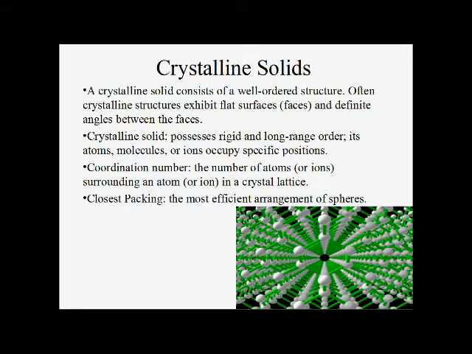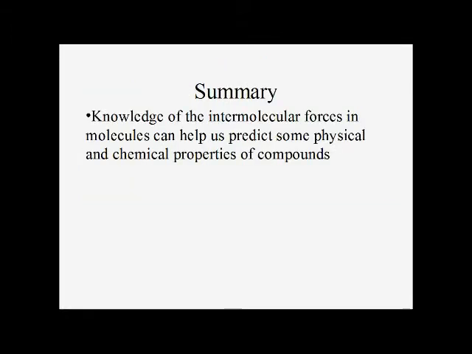Crystalline solids have a long-range structure, so they have a well-ordered structure. We usually end up with little crystals that exhibit flat surfaces and then definite angles between the surfaces or faces. And we will look at a couple simple types of crystalline solids in the next video.